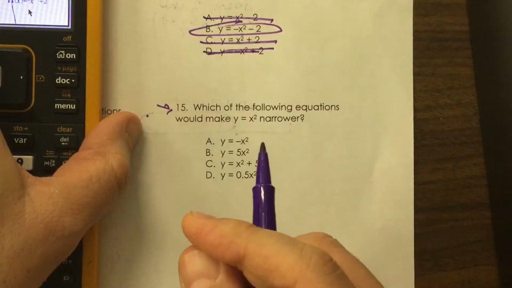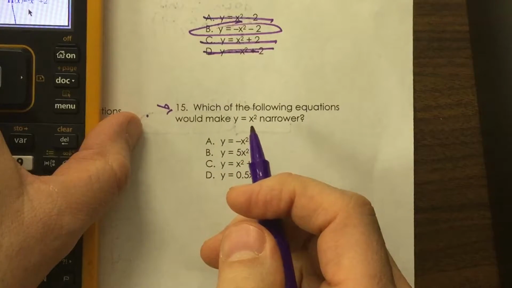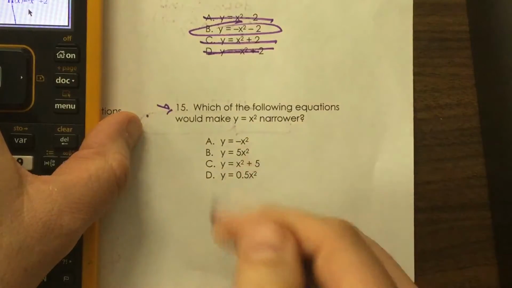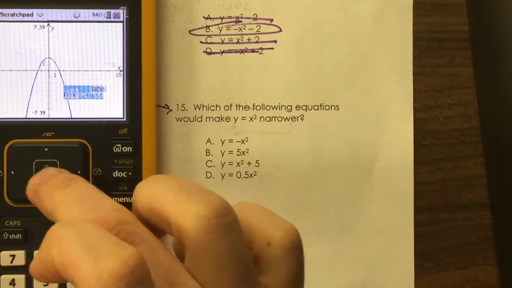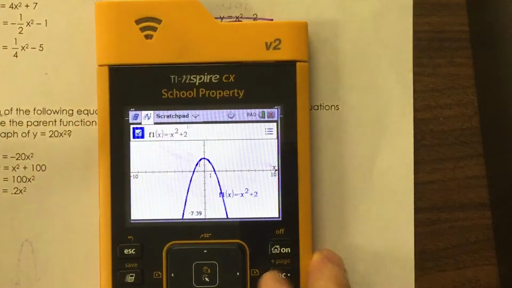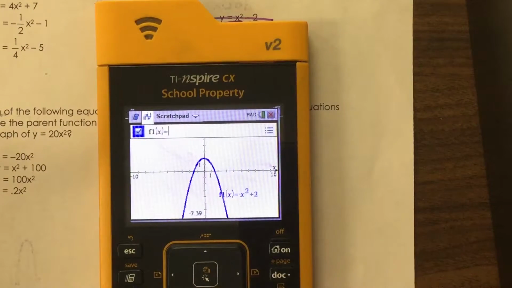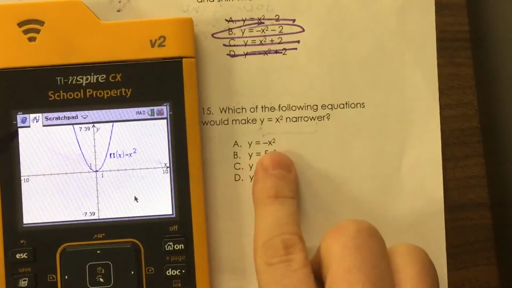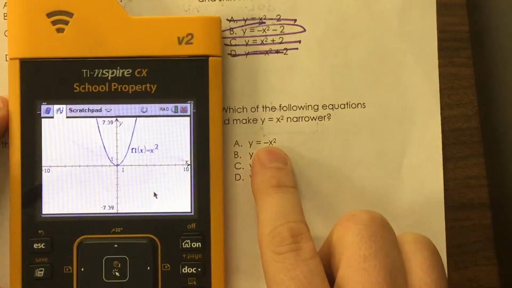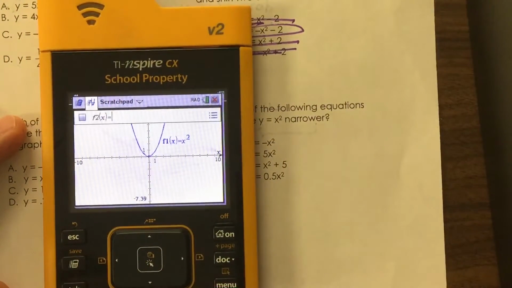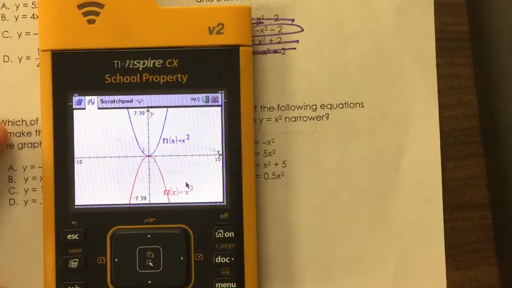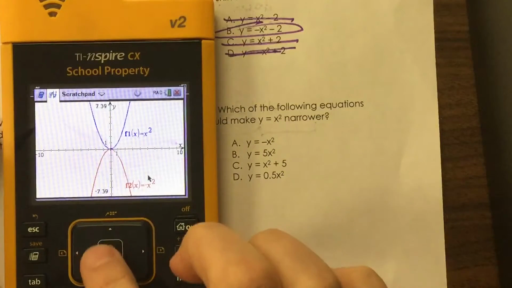Number 15. Which of the following equations would make y equals x squared narrower? You know what's great about multiple choice questions? You can just put them in the calculator and see. I'm going to start back with my parent function, y equals x squared. Now I'm going to type in choice A. I don't think it's going to work. In fact, we learned that negatives flip it upside down. It doesn't make it narrower or wider. But I'm going to go ahead and put it in. Y equals negative x squared. It did flip upside down. It did not get narrower. So I don't like that choice.